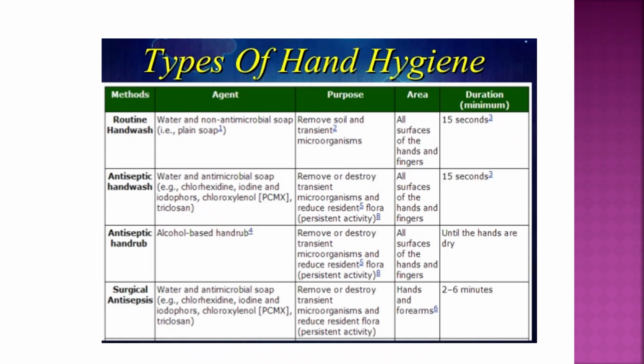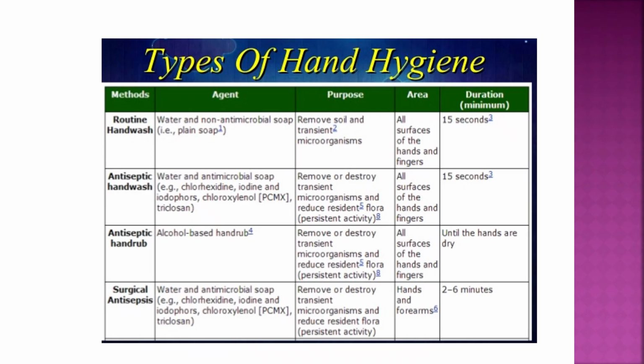Antiseptic hand wash. Here we use water and soap. Antimicrobial soap can be composed of chlorhexidine, iodine, iodophore, chloroxylenol. The purpose is to remove or destroy transient microorganisms and reduce resident flora. All surfaces of the hands and fingers, and duration is 15 seconds. Antiseptic hand rub. It is alcohol based hand rub, that is sanitizer. It removes or destroys transient microorganisms and reduces resident flora. Same area, surfaces of hands and fingers, and until hands are dry.